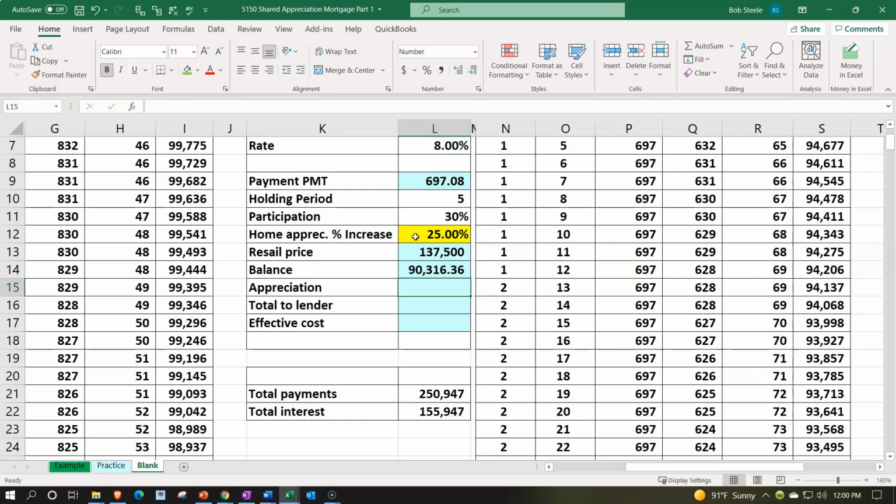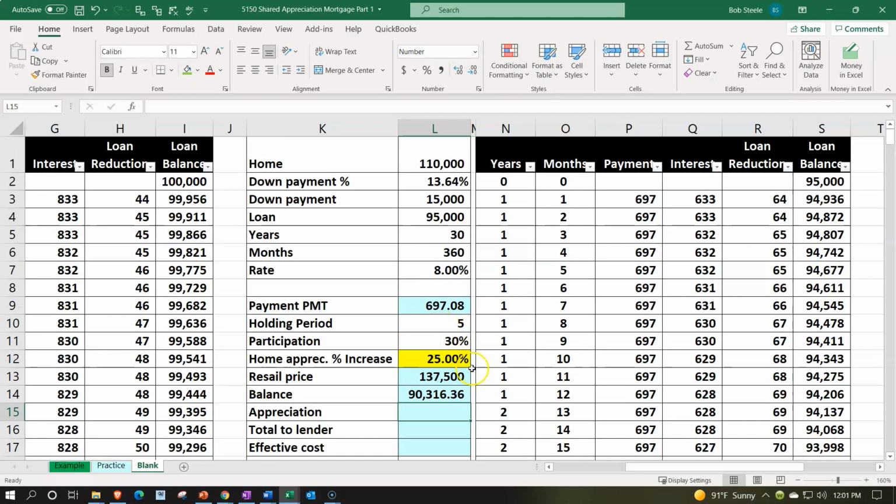So there's the 90,316. Then we can take a look at the appreciation. Now I'm really considering the appreciation we owe to the bank right now. So I'm going to say, okay, it went up by this 137.5. The property went up in value over the 110, and we owe the bank the participation of the 30%.